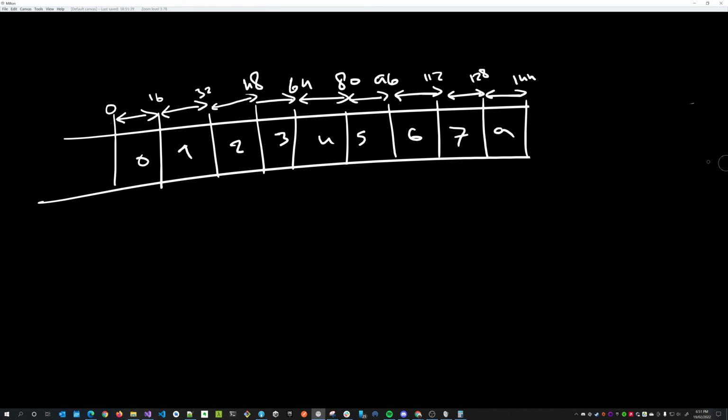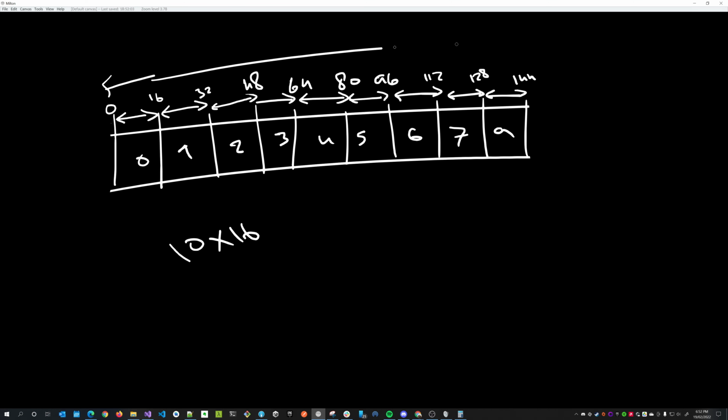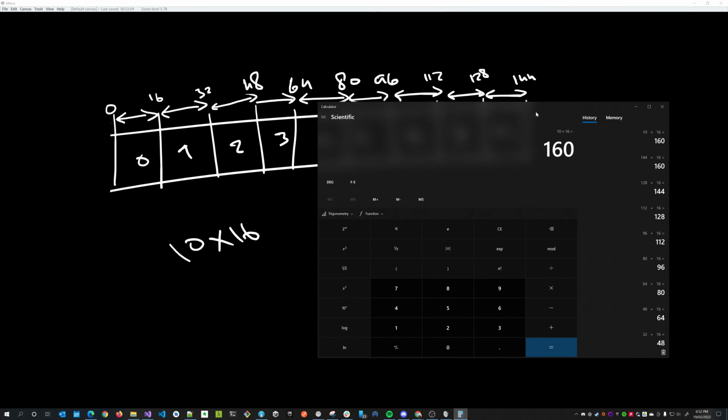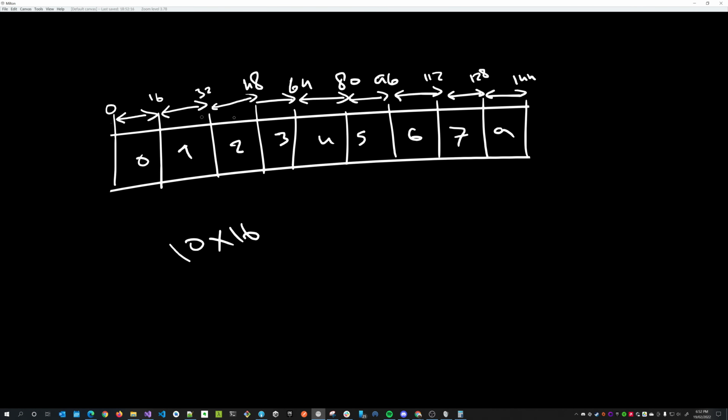Right. So these are 10 cells. 0 to 9 is 10 cells. And so we know if we want 10 cells, then we can take 10, multiply it by 16. Right? And it'll give us this entire length. All this length over here. Right? And so pretty simple. 10 by 16 is 160. Right? We have 10 cells.